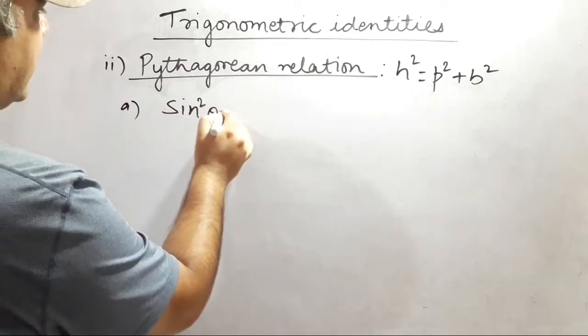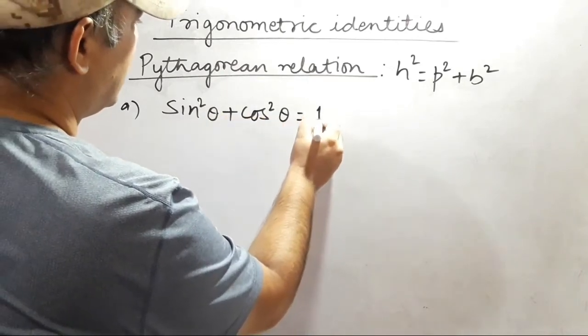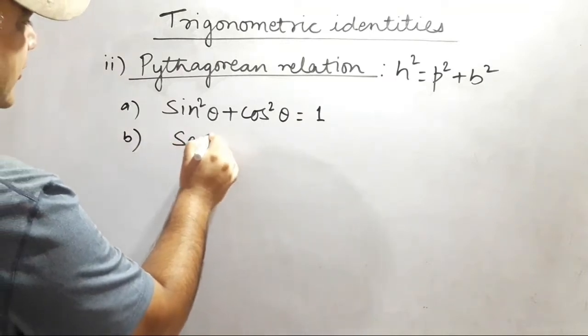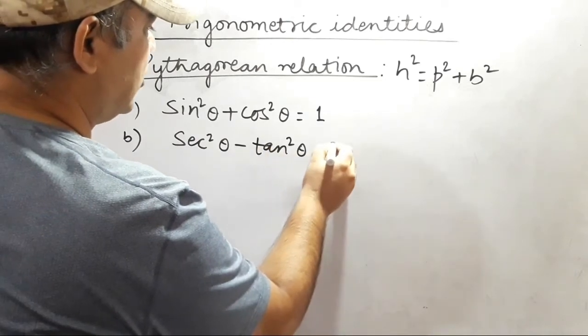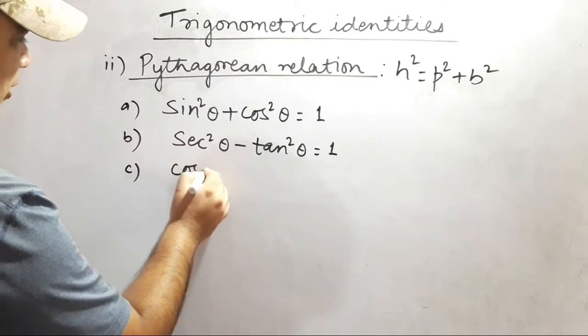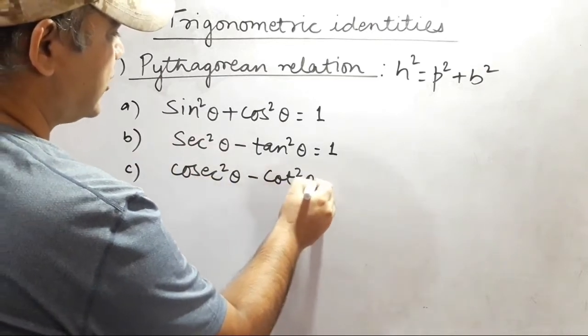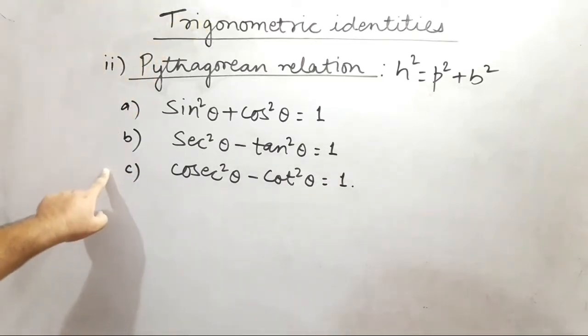The relations that fall under the Pythagorean relation are sine square theta plus cos square theta equal to 1. The second relation is sec square theta minus tan square theta equal to 1. And the third relation is cosec square theta minus cot square theta equal to 1. Now we shall prove these three relations one by one.